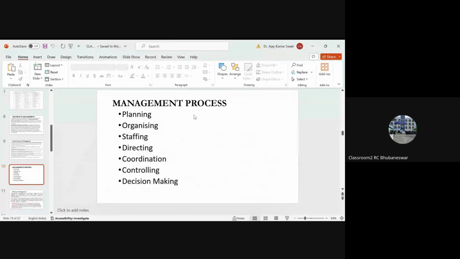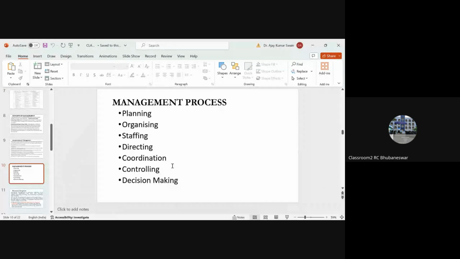Management as a process. The first is planning. Whatever you are going to do, first of all, you have to make a plan. That is the skeleton.